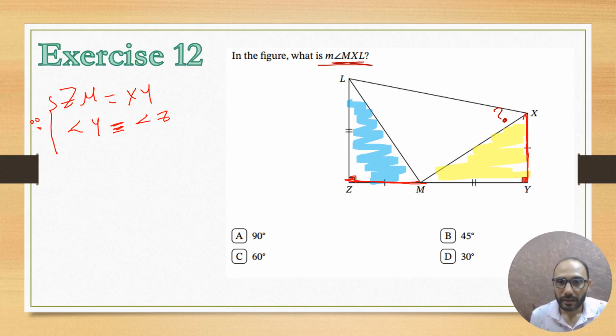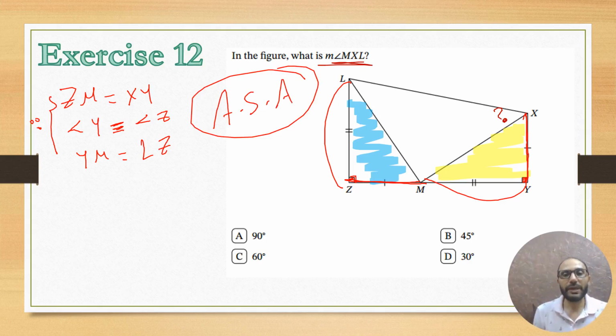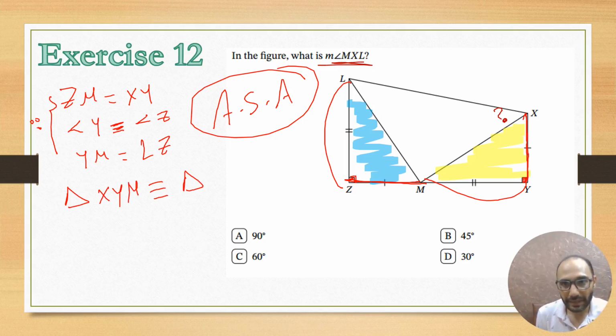Also, YM equals LZ. So now we have angle, side, angle, one of the cases of congruency of two triangles. That means triangle XYM is congruent to triangle. We have to start with M and then the right angle, and then the last one here, M, is congruent to the last one here, L.